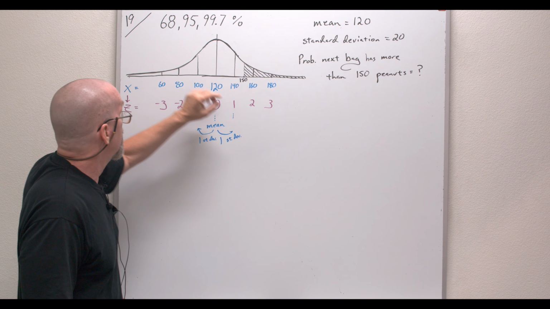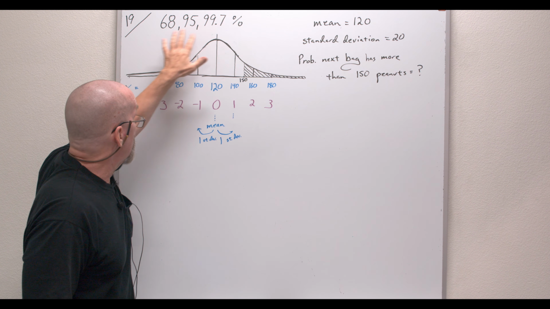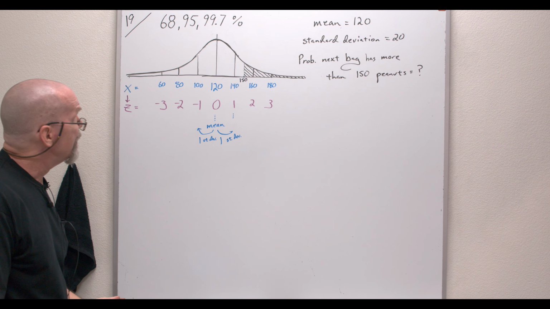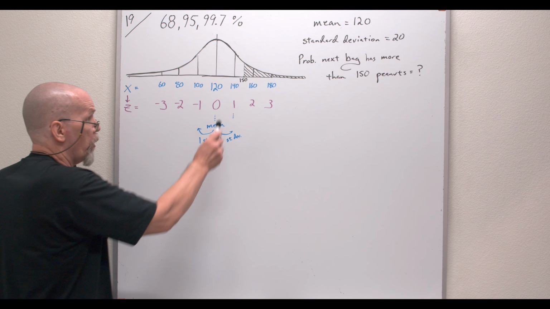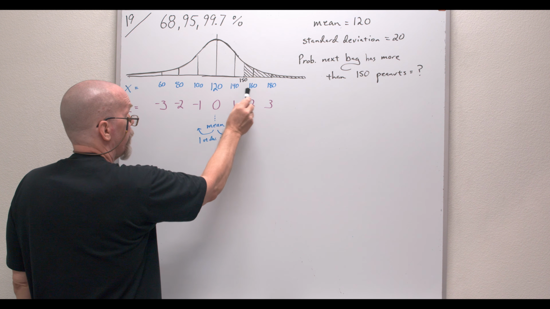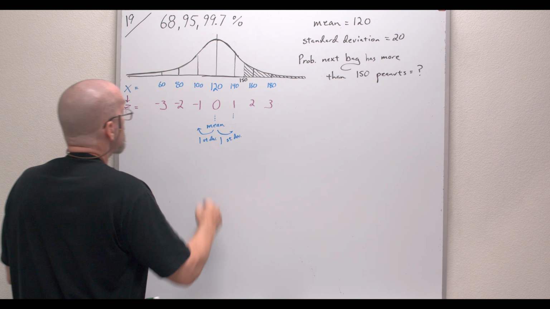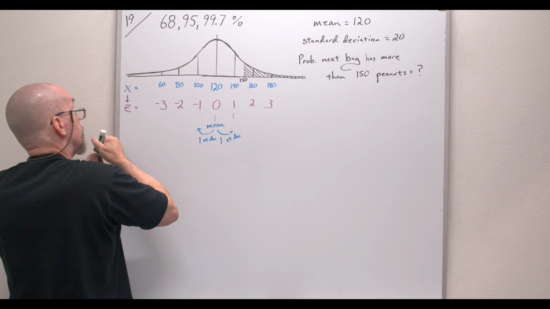That shaded area is going to be somewhat represented by these numbers 68, 95, and 99.7. It's just not going to quite fit perfectly because we're right in between these two values. So what I'm going to do, I'm going to use green since I don't have it. I'm going to go to that 68%.